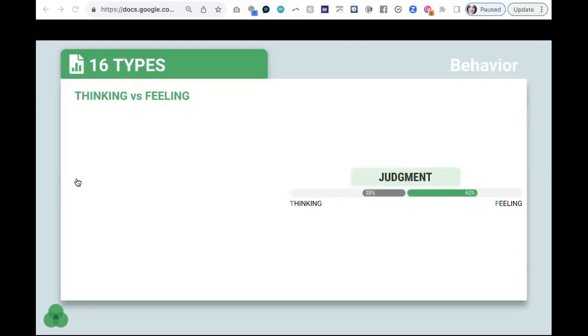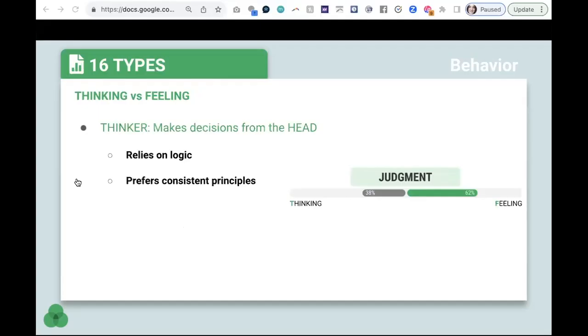And now that we've consumed that information, in this judgment category, now we've got to make that decision. So the thinker is going to make the decision with the head based on logic, not always thinking of the unique situation, right? They're going to prefer consistent principles. They want logical explanations. They will pick up on inconsistencies very easily. They like pros and cons. They're going to say, okay, we've got this, and we've got that, right? They prefer truth over individual desires.